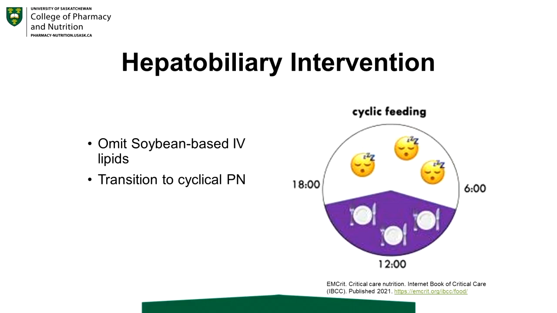Overall, the intervention of hepatobiliary complications includes the limitation of soybean-based IV lipids, which can cause complications when used in excess. For those who are on home PN, transitioning to cyclical PN can help to prevent hepatobiliary complications.